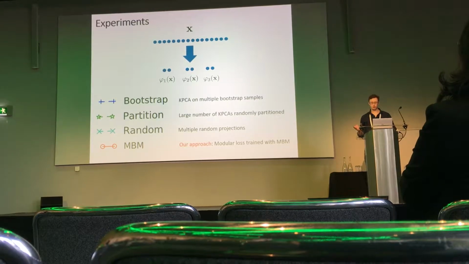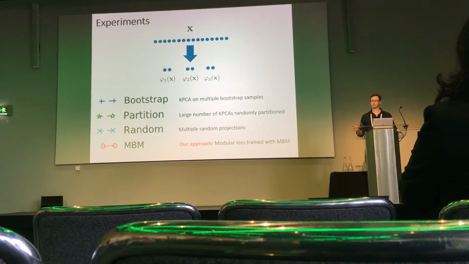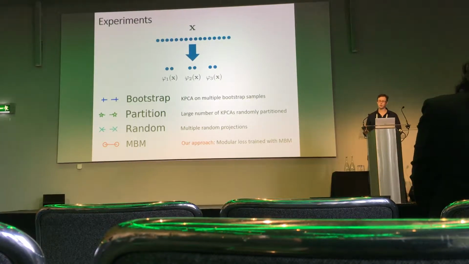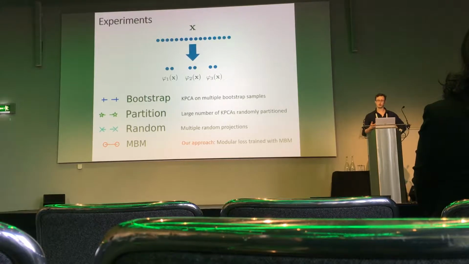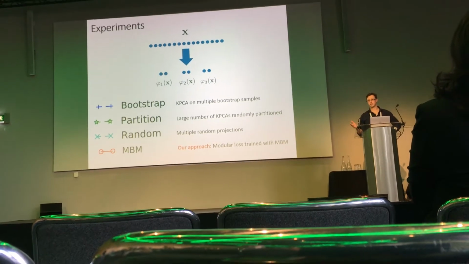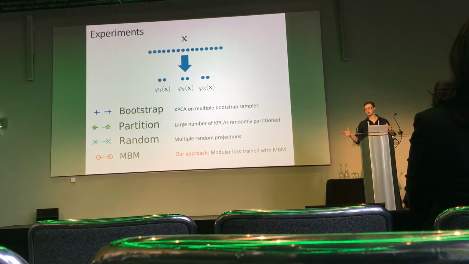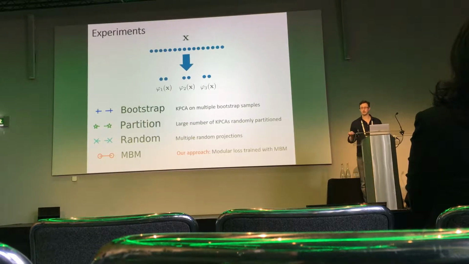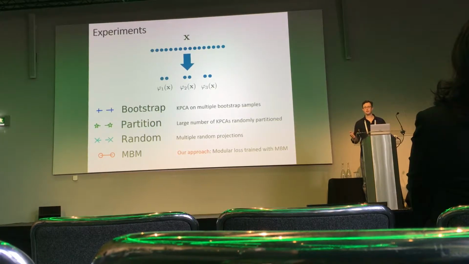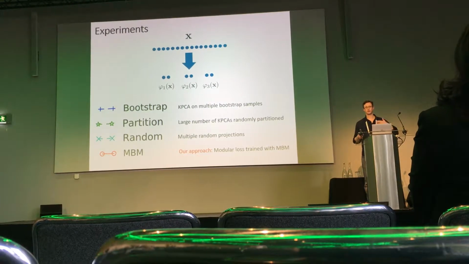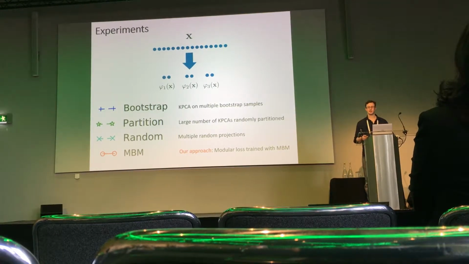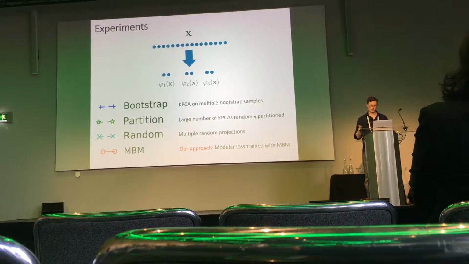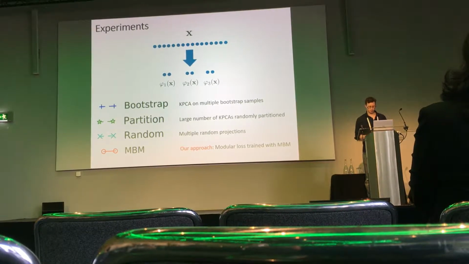The first of which we call bootstrap, which is where we do bootstrap samples of our data and simply apply kernel PCA to each of the different bootstrap samples. So here we're trying to promote diversity simply by taking bootstrap samples. The second of which we call partition, is where we produce a very large number of kernel principal components and simply randomly partition those kernel principal components into discrete submodules. Thirdly, we have random, which is essentially just performing random projections of our data set. And finally, we're going to compare with what we call MBM, which is our approach where we minimize the modular inner product loss with this efficient MBM algorithm.